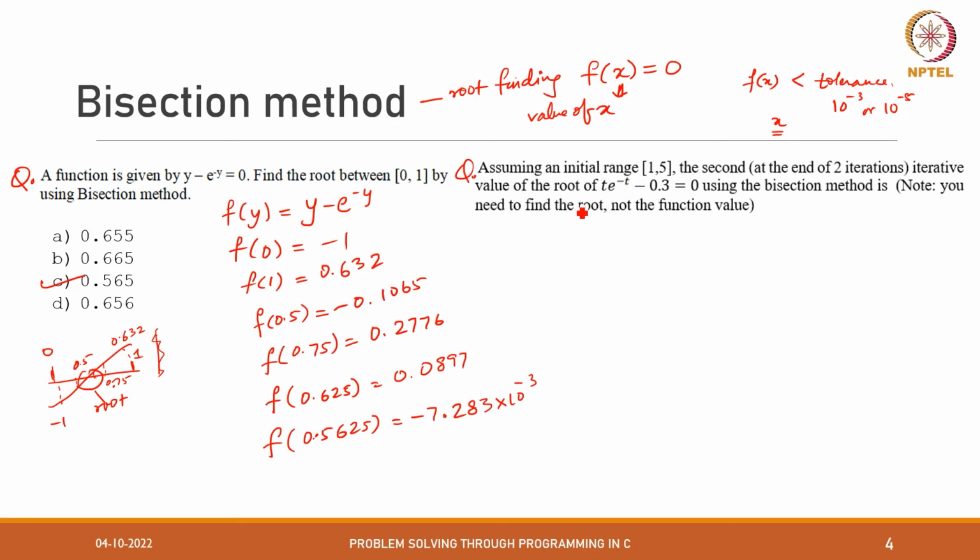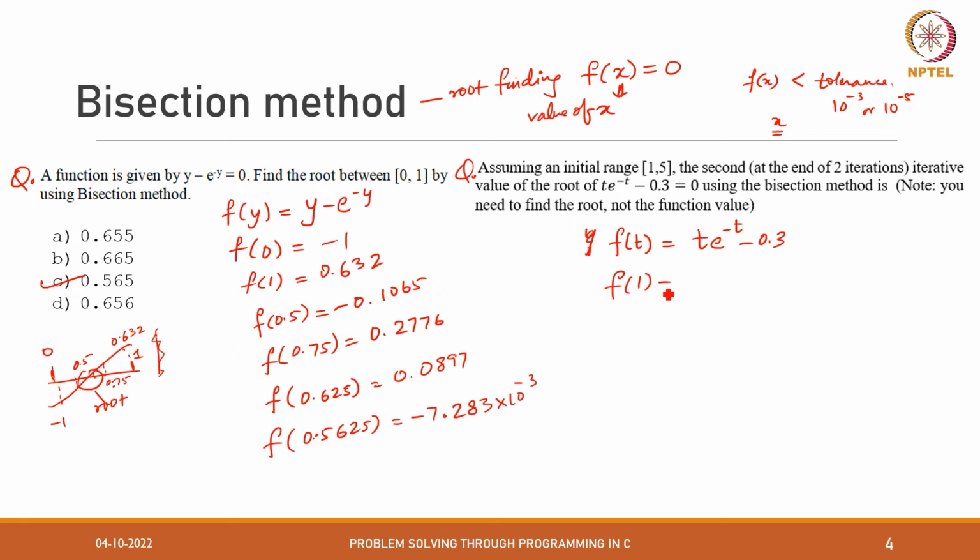Similarly, there is another question I have for the bisection method. Say instead of y, there is a function of t, and the function is t e to the power minus t minus 0.3. The initial range given to us is 1 to 5, and we have to find the value after the second iteration. So you need to find the root, not the function value. That is what it says.